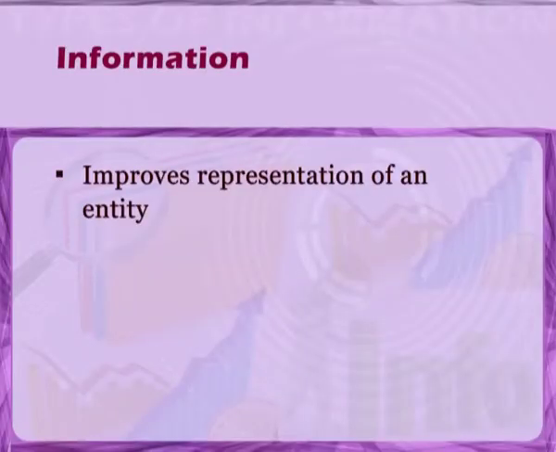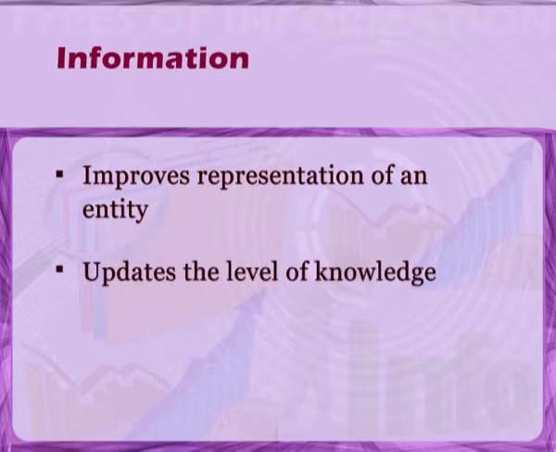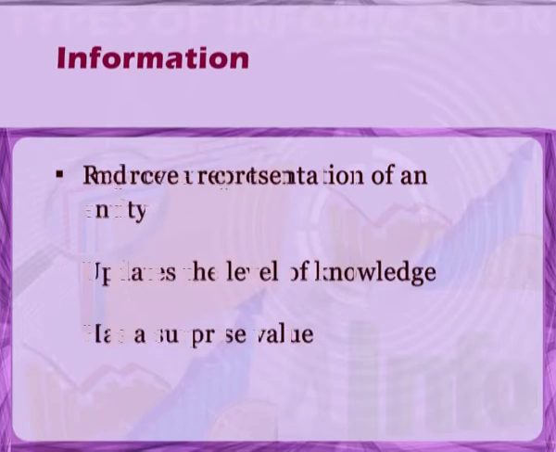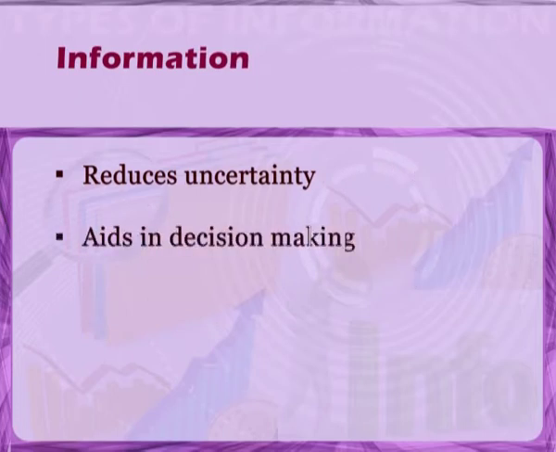Secure, information should be secure. Unauthorized users should not have access. In other words, information improves representation of an entity, updates level of knowledge, has a surprise value, reduces uncertainty, aids in decision making. The quality of information could be called good or bad depending on the mix of all these characteristics. Information is very valuable for businesses and running organizations. So, it should be secured carefully.